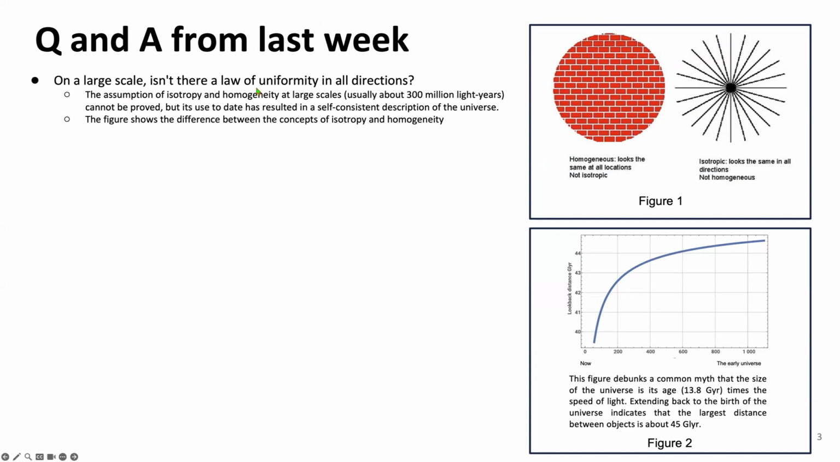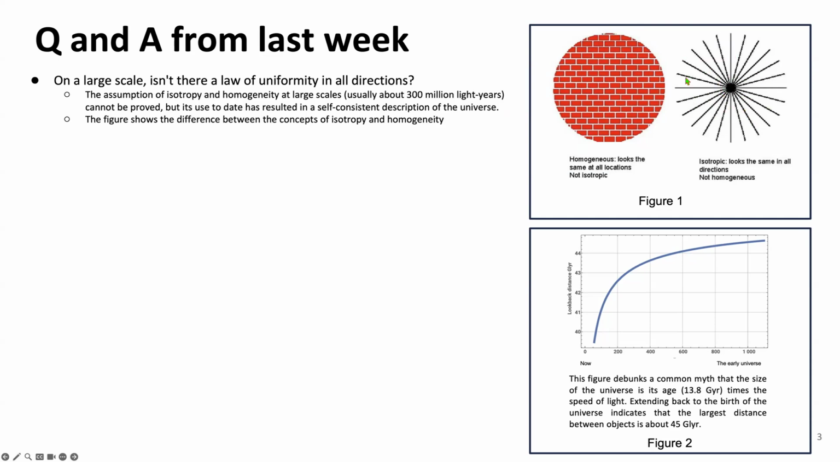And we did get a question, isn't there a law of uniformity in all directions? Well, it's not a law, it's an assumption. And the words that the professionals use is they assume the universe on a large scale, a scale of about 300 million light years, is isotropic and homogeneous. So here's a little way to depict this. Homogeneity means it's the same everywhere. But the isotropic term refers to whether it's the same looking in all directions.